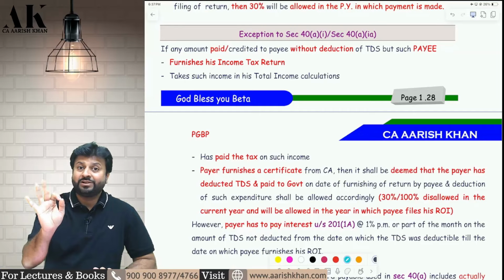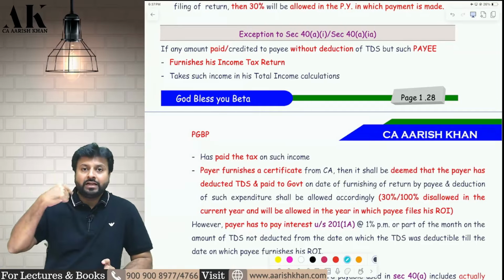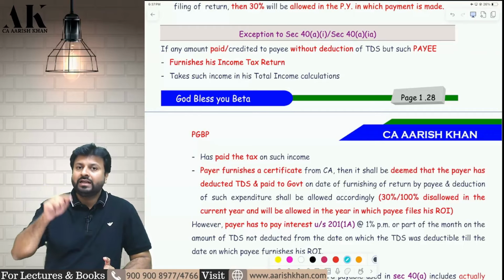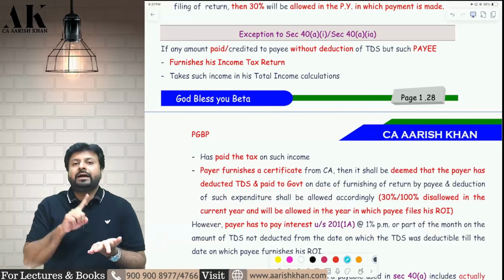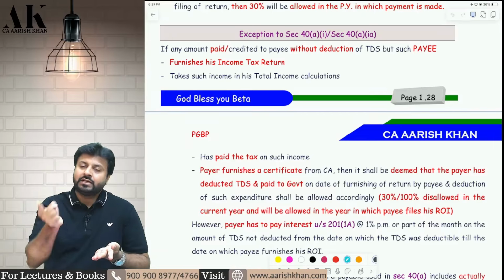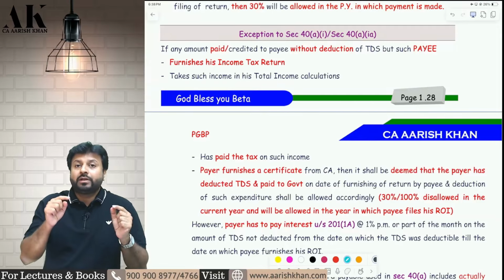Please try to understand. I have not deducted the tax, I have not paid the tax, but you have done three things. Then it is deemed that I have deducted and paid on the date on which you have filed the return. Then what will happen? In the current year, I have to disallow the expenditure, and in the next year, I will get the deduction of the expenditure.